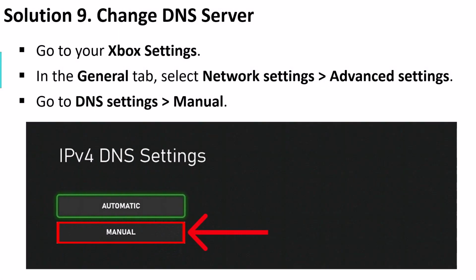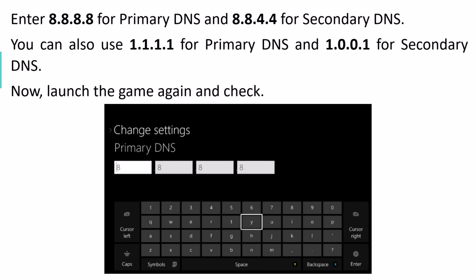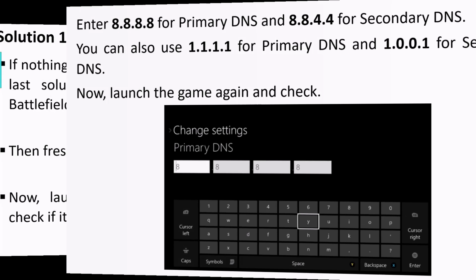Solution 9 is to change DNS server. Go to your Xbox settings, in the general tab select network settings, advanced settings, go to DNS settings, manual. Now in the primary DNS enter 8.8.8.8 and in secondary DNS enter 8.8.4.4. Save it and then launch the game and check if your problem is solved or not. If not, then repeat the process and this time in primary DNS enter 1.1.1.1 and in secondary DNS enter 1.0.0.1. Save it and then launch the game and check if your problem is solved or not.